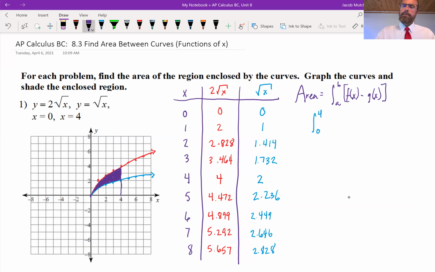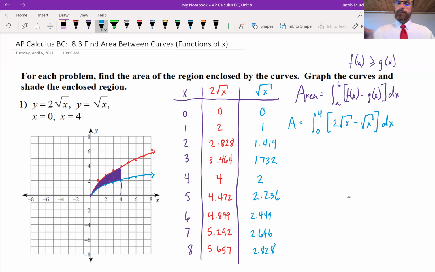And what we need to note here is that really f of x needs to be greater than or equal to g of x. We'll see in a moment what we've got to do if that switches partway through for our two functions. And then we're going to multiply by the ever decreasing width, down to almost 0, dx. So let's fill in with our specific function. So we're going to calculate area from 0 to 4. And my f of x, which is greater than my g of x, is going to be 2 square root of x. And my g of x is going to be square root of x dx. So there's our setup.